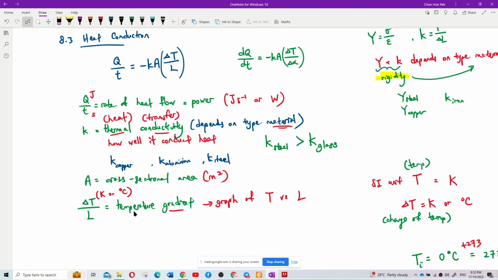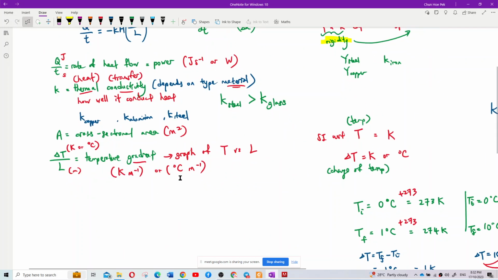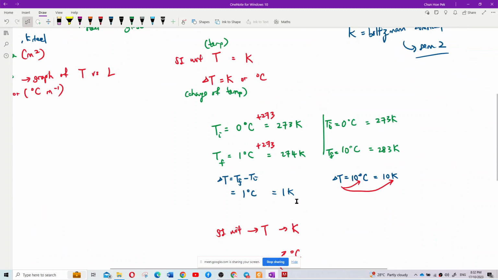The bottom length is meter. So the temperature gradient's unit is Kelvin per meter, or you can write degrees Celsius per meter. Understand, class? So all these units are very important. For a change of temperature, you can put either Kelvin or degrees Celsius, because 1 degree Celsius is the same as 1 Kelvin. An increase of 10 degrees Celsius is the same as an increase of 10 Kelvin. As simple as that.